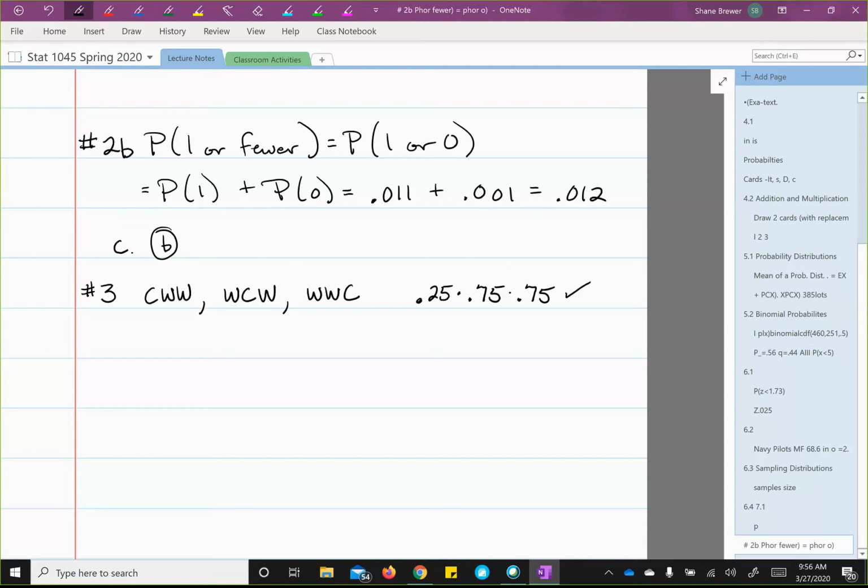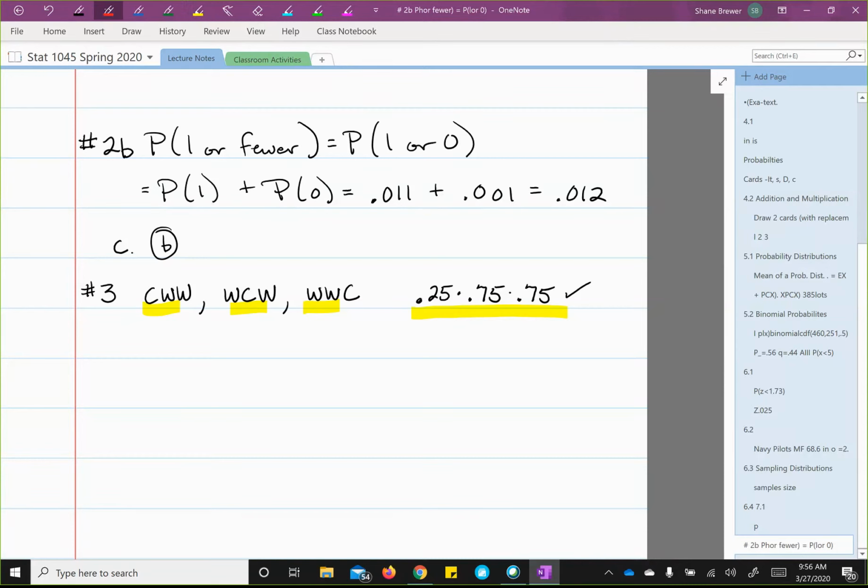We're looking at number 3. You got B, it should have been marked correct. Now, to find the answer to C, basically you find that each of these three probabilities is 0.25 times 0.75 times 0.75, okay?